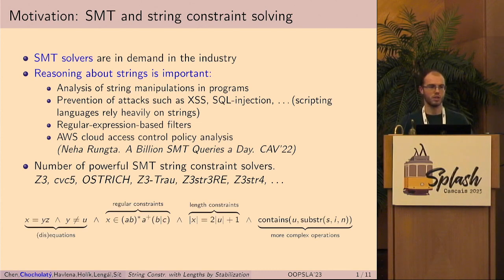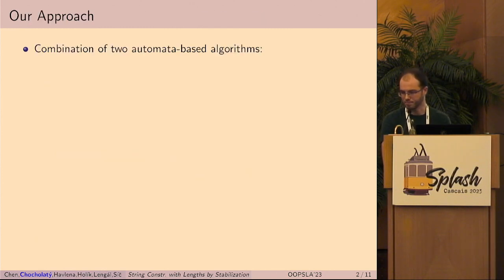So take a look at this example string formula. What we can see here is that there are equations and disequations. There are regular constraints, which talk about variables in the equations and disequations. There are length constraints, again, talking about lengths of some variables in the equations and disequations. Or there can be also some other more complex string operations and constraints, such as substring or contains.